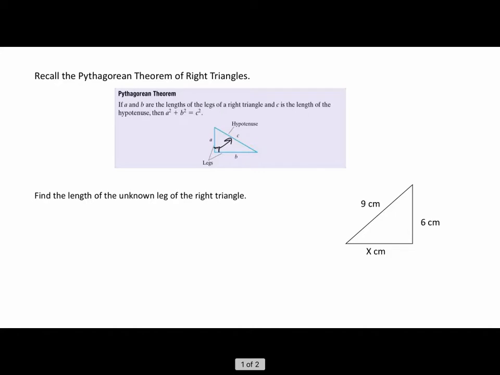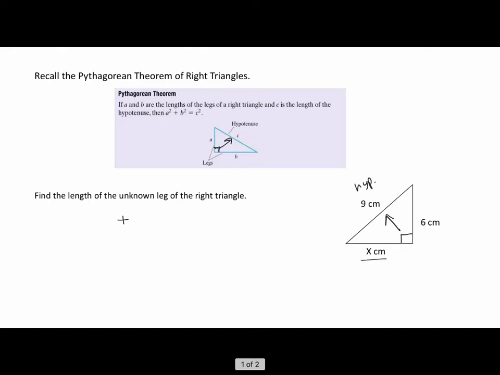So if we wanted to find the length of an unknown leg of a right triangle, we could actually find any side because of this relationship. So the right angle is there. That means that this is the hypotenuse. And the other two sides are just legs. So we can use the Pythagorean theorem to relate these sides together.